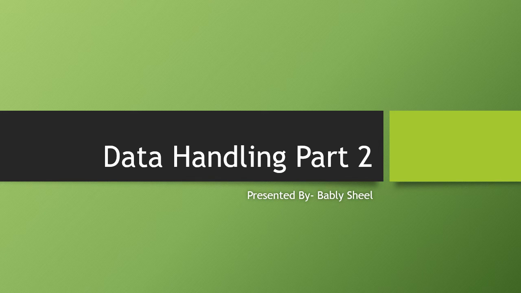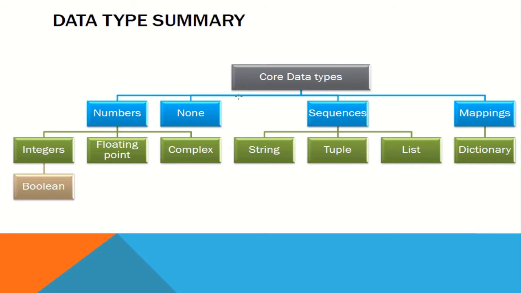Today we'll learn the further parts of data handling. Let's revise once again what the core data types are. The core data types are divided into four: first is number, second is none, third is sequence, and fourth is mappings.